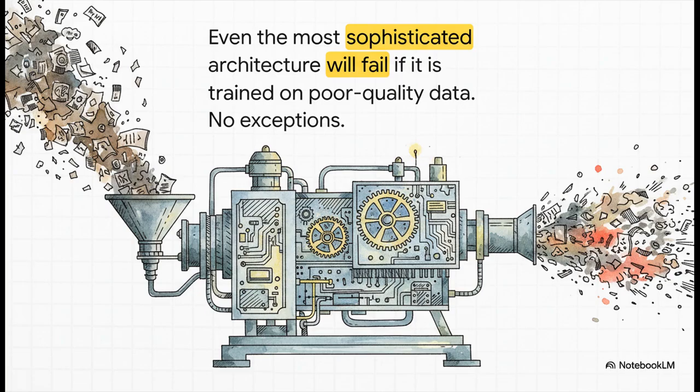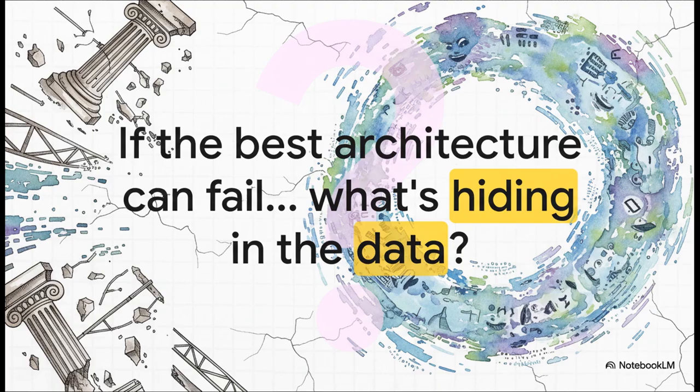The crucial takeaway here is this. You can have the fanciest, most sophisticated, most expensive architecture on the planet. But if you feed it garbage data, guess what you're going to get? A garbage model. It's the classic garbage in, garbage out. The architecture might build the stage, but the data is the actual performance. And that leaves us with a pretty provocative question to end on. If even the world's best architecture is so fragile, if it's completely at the mercy of the data it's trained on, then what exactly is hiding in that data? That's a question we're going to start to unravel next time.